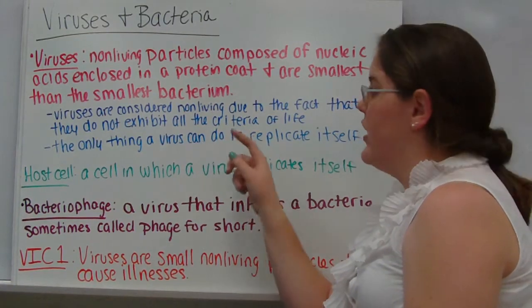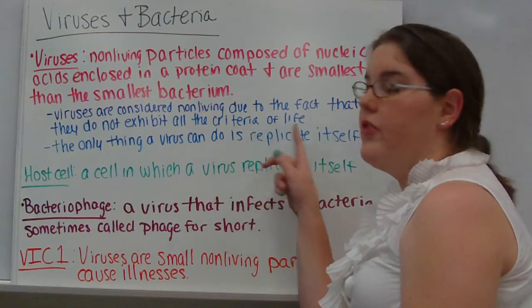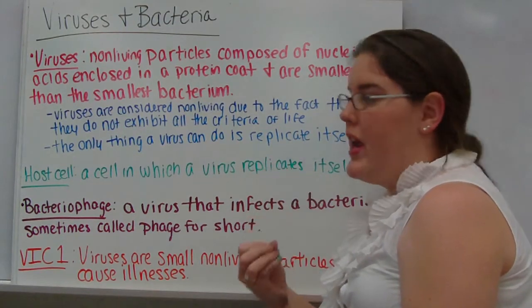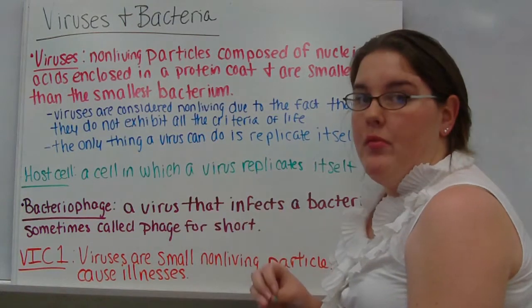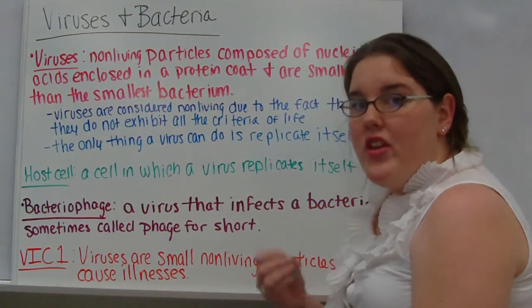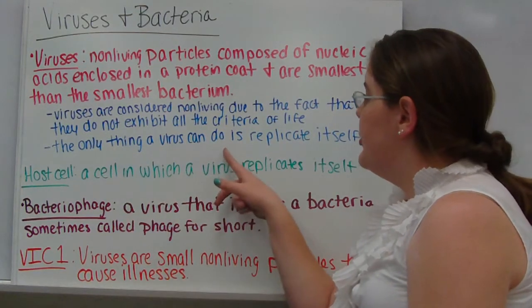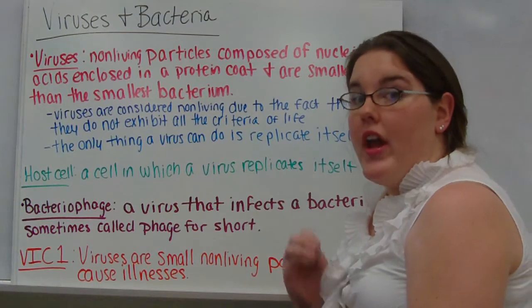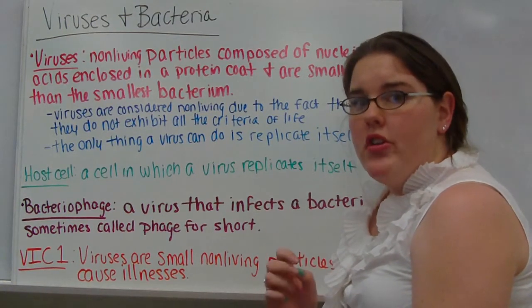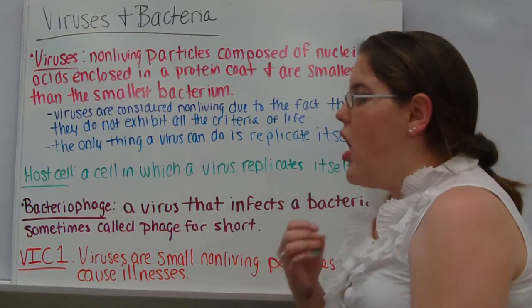They are not living due to the fact that they do not exhibit all of the criteria for life. So they do not respirate and they cannot reproduce on their own. Some of the things that they need to be considered alive, they do not meet. Now the only thing that a virus can do is replicate itself. However, it has to have something called a host cell in order to do even the replication. It cannot replicate on its own.